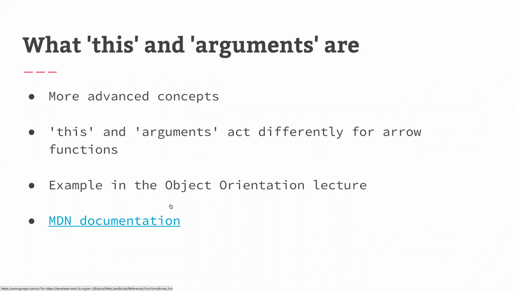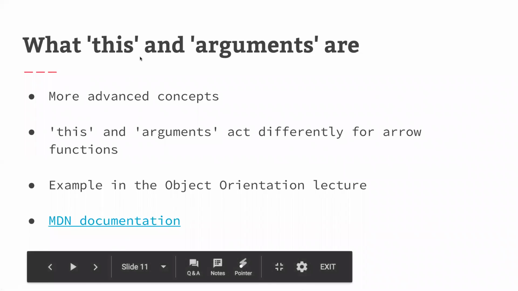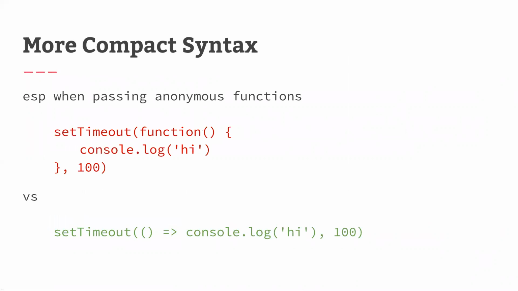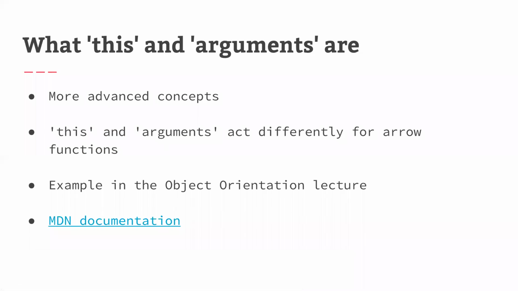What I'm saying is, this is for arrow functions. Arrow functions behave differently from functions that are defined using the function keyword. There are sort of two differences. One is that you can have this more compact syntax that you can't have with the other one. And the other is about this and arguments. That's something I'm not going to get into now.